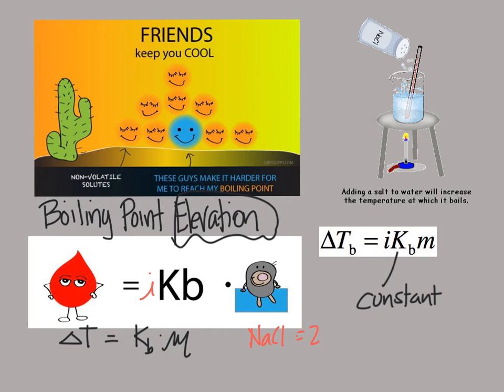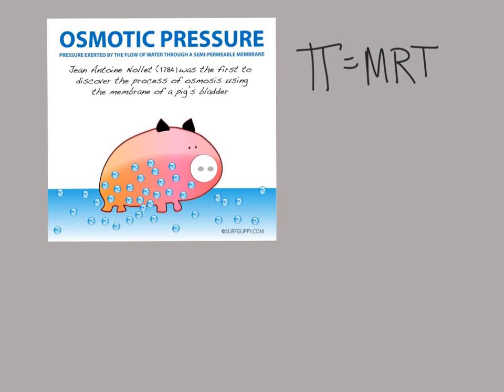Osmotic pressure is the passage of a substance through a membrane. Most often we think of it as water, and you can see the cartoon here. They show you the water going into or out of the pig, and it exerts a pressure on that membrane. So osmotic pressure is the capital P or pi here. And it would be measured in regular pressure units.